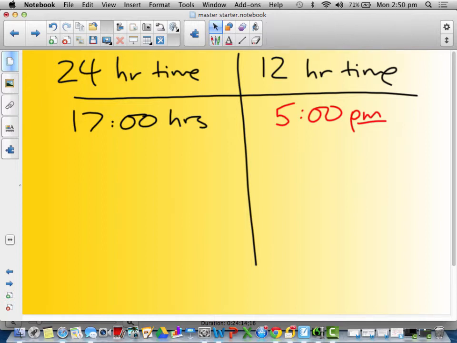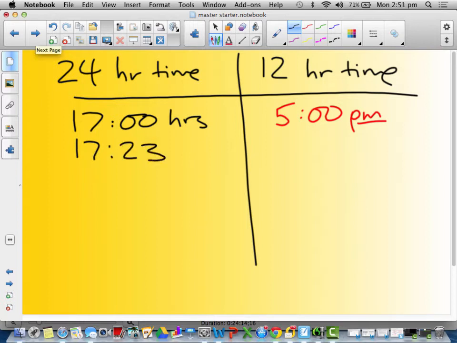What about if we had 1723 hours? Well, guys, don't be tricked by the minutes. You don't actually have 24-hour minutes. You've just got 24-hour time. So 1723 hours just means 5:23 p.m. Okay, so please don't be fazed by that.